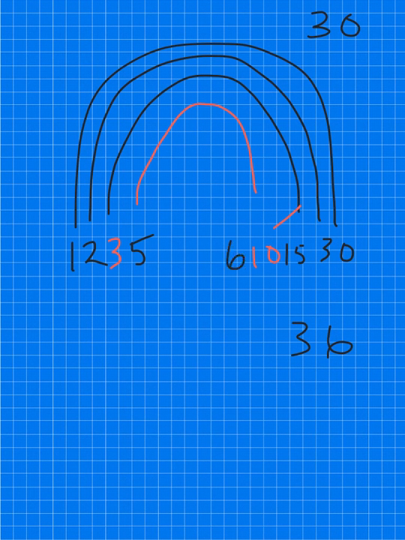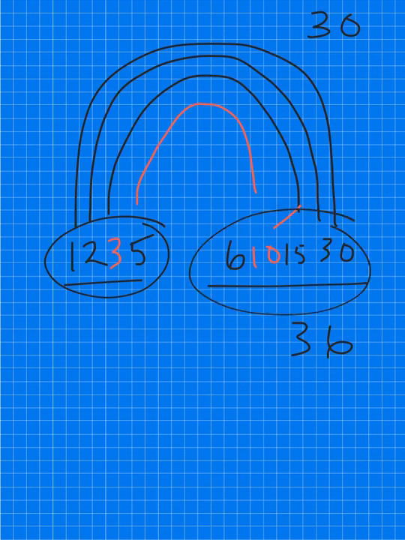30 divided by 7 gives us a decimal. That doesn't work. 30 divided by 8, that doesn't work either. And we would keep trying on our calculator to see if we can find numbers that will go in evenly. But this is our complete list here. So we know that the factors of 30 are 1, 2, 3, 5, 6, 10, 15, and 30.